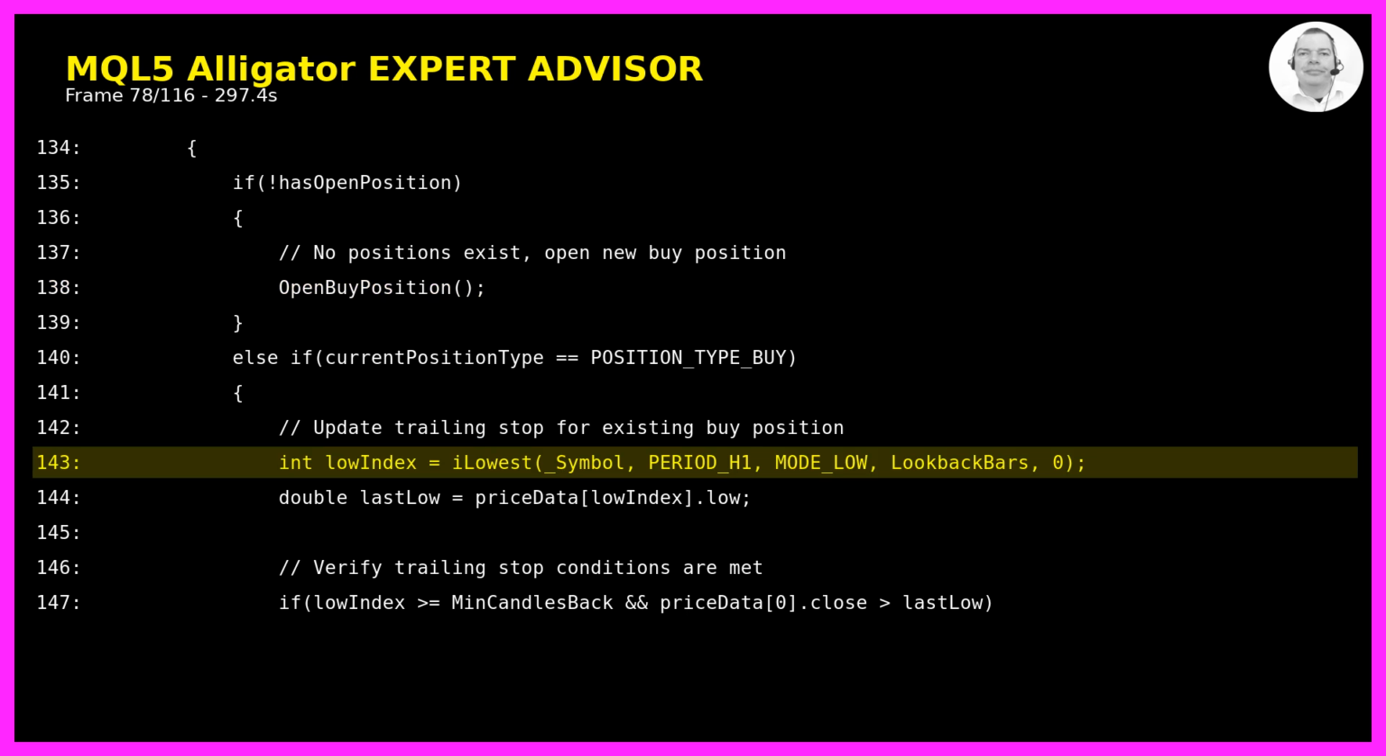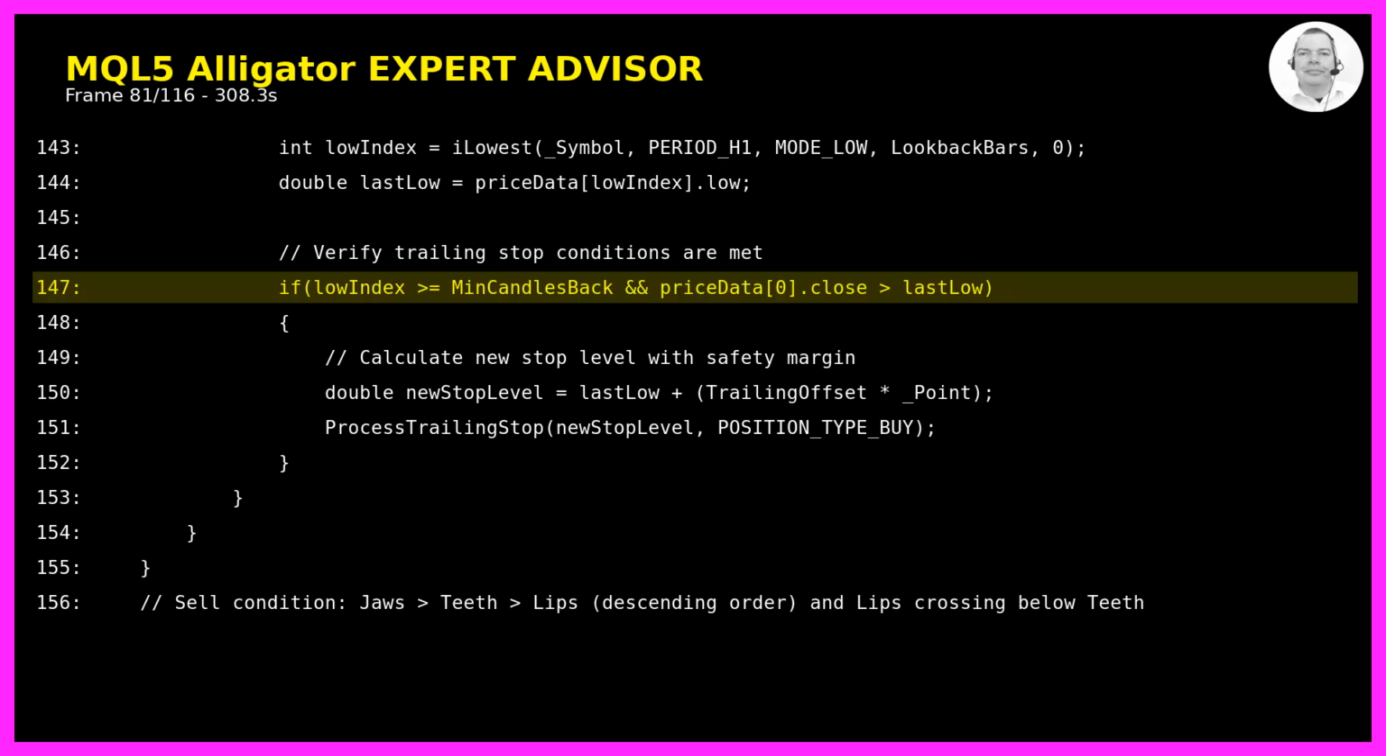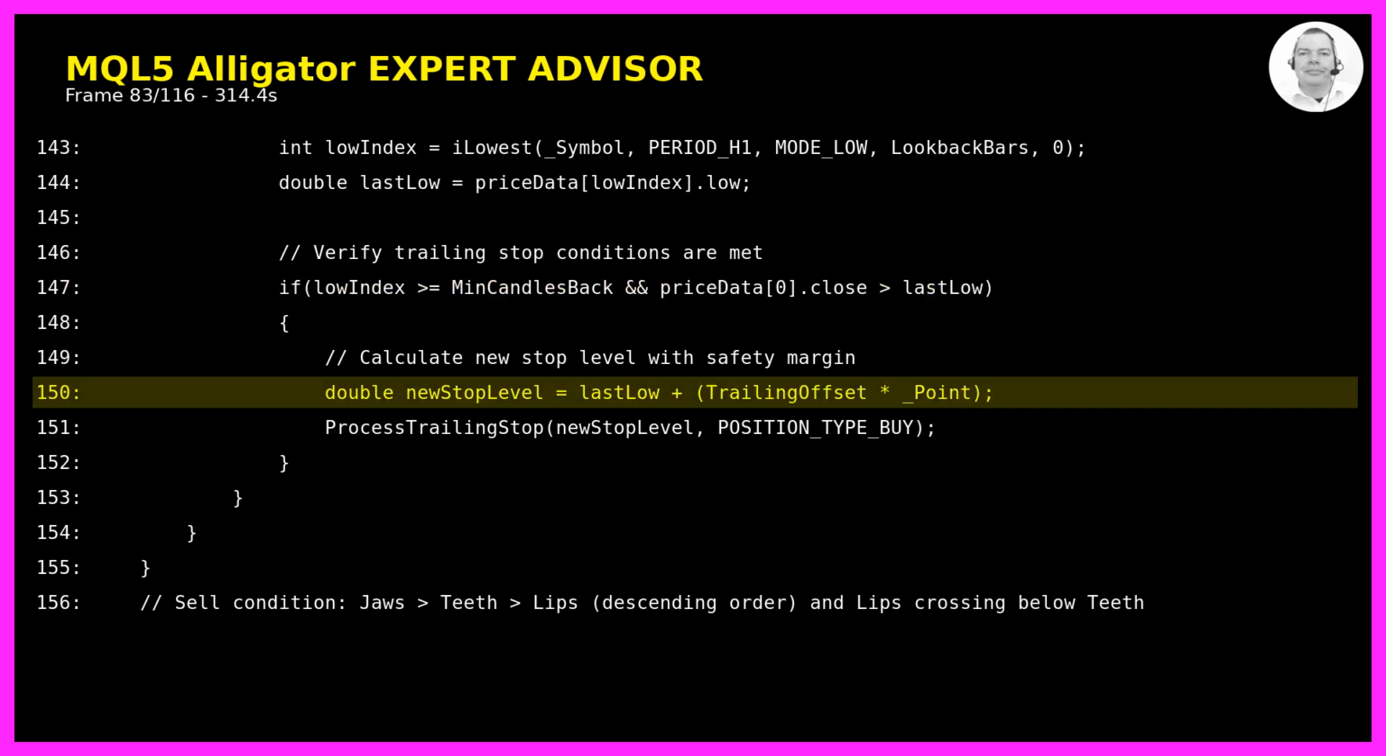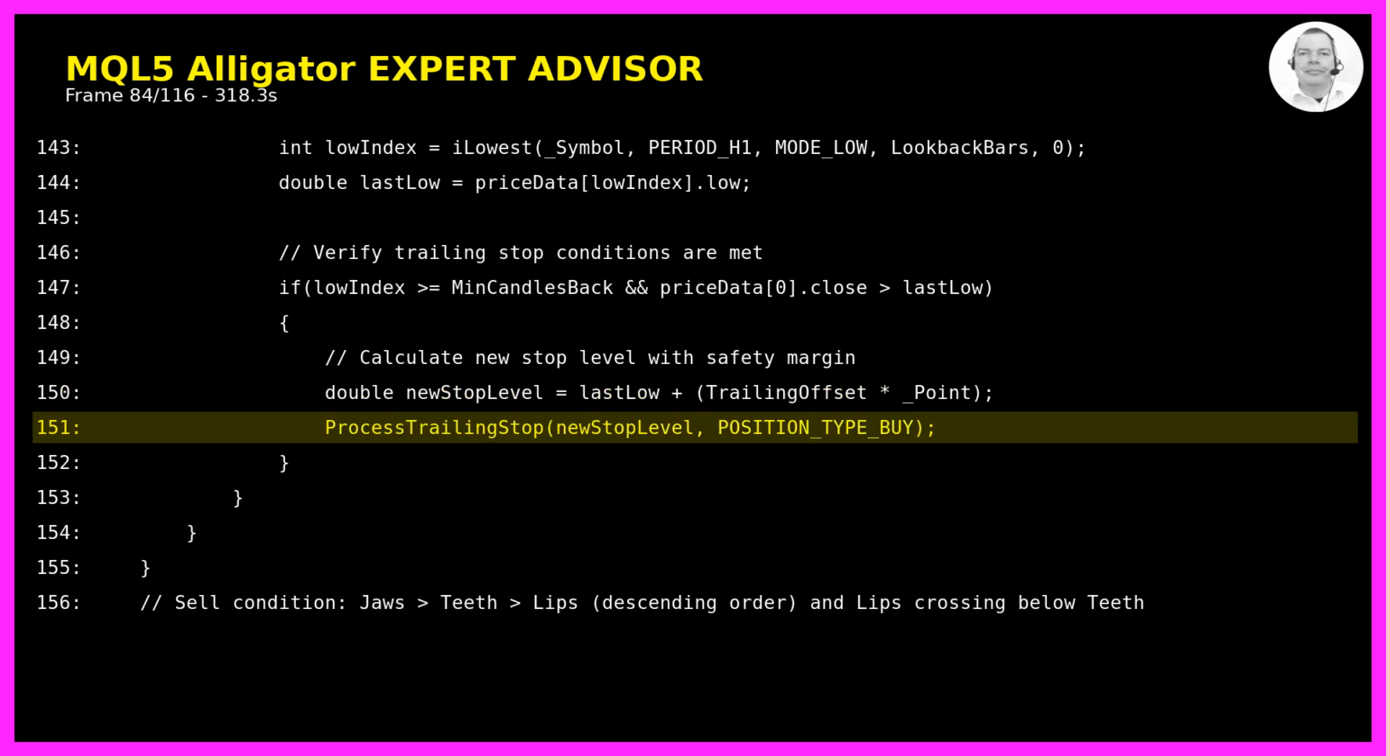For trailing stop updates on buy positions, we find the lowest low in the lookback period using iLowest. We verify this low is at least min candles back old and that the current close is above this low. Then we calculate a new stop level by adding the trailing offset to the low price and call ProcessTrailingStop.